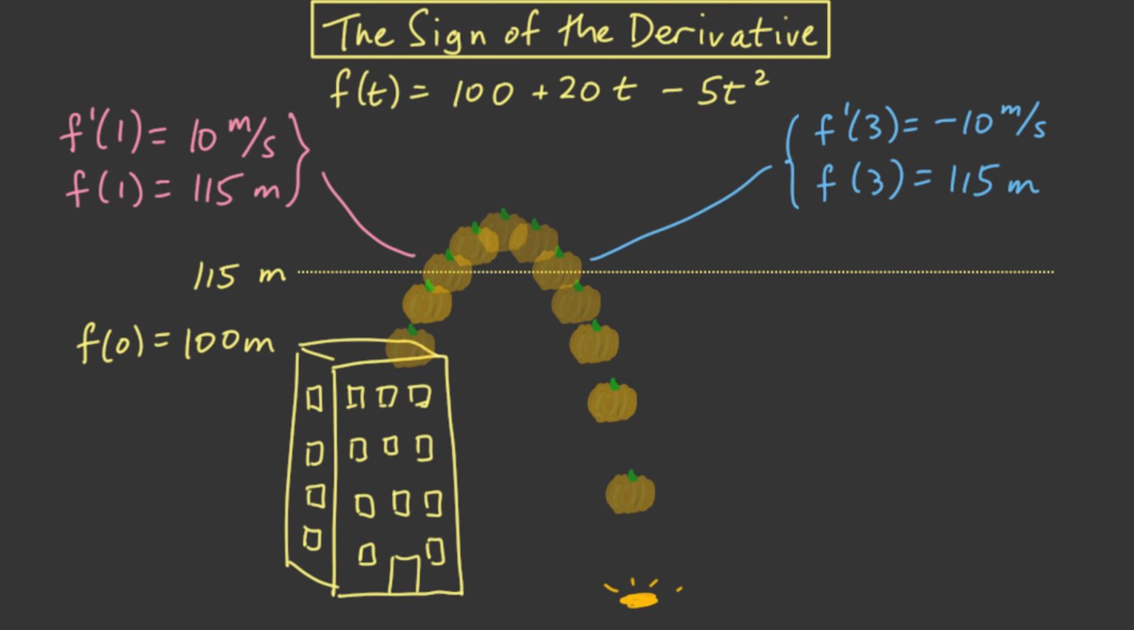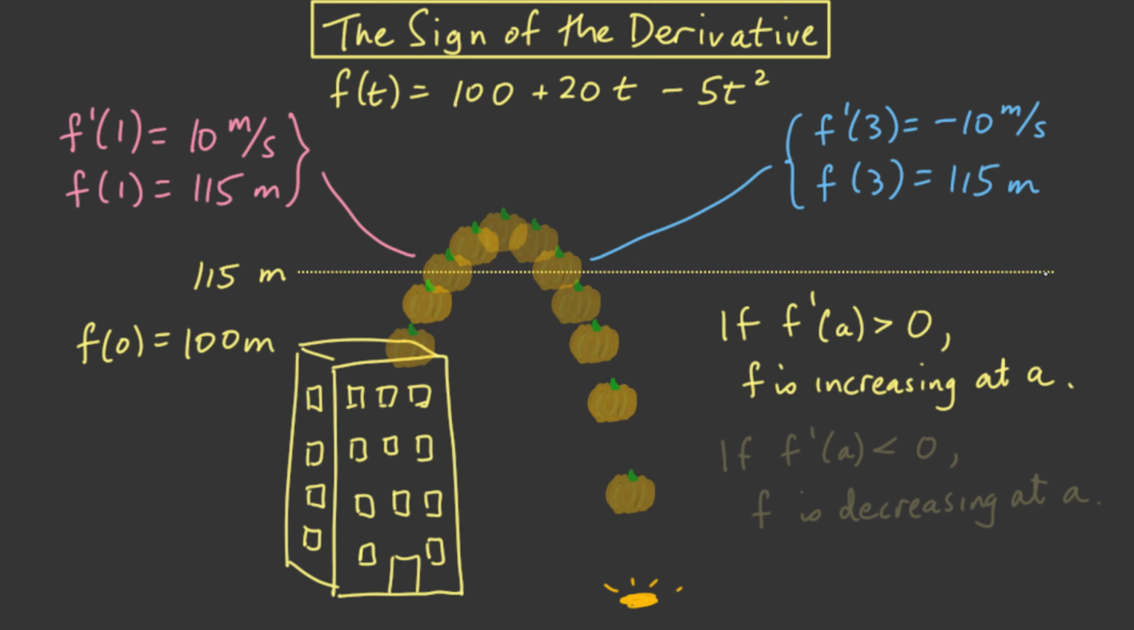So the sign of a derivative tells us the direction in which the function is changing. If f'(a) is positive, then f is increasing at that point. And if f'(a) is negative, then f is decreasing at that point.